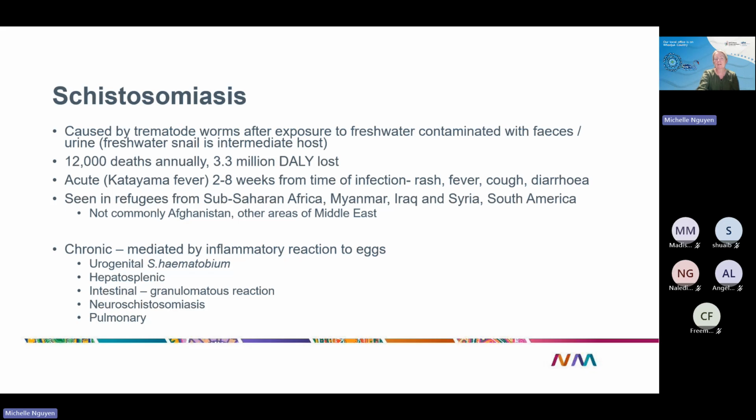It can cause this chronic infection, which is mediated by an inflammatory reaction to the eggs, which is ongoing over many years sometimes. So urogenital schistosomiasis and hepatosplenic are probably the ones that you're most aware of, but it can also cause intestinal granulomatous reactions, neuroschistosomiasis, pulmonary schistosomiasis, so really a whole range of effects.